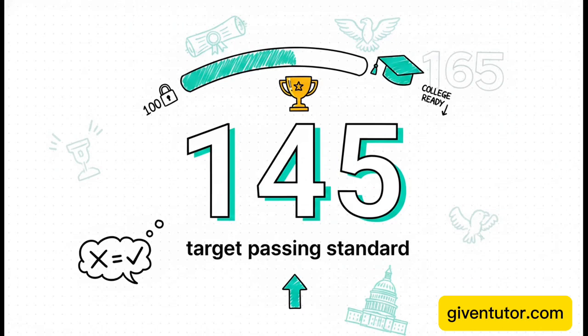So let's talk about the actual stakes here. The test is scored on a scale from 100 to 200 points. To snag your high school equivalency credential, you need to earn a scaled score of at least 145 points. That 145, that's your target passing standard. Hit 165 or higher, and you're officially entering college-ready territory, which is awesome. Also remember, there's 0 penalty for wrong answers on the GED. None. So our goal today is to give you the exact skills you need to confidently secure those 145 points and push way beyond that.